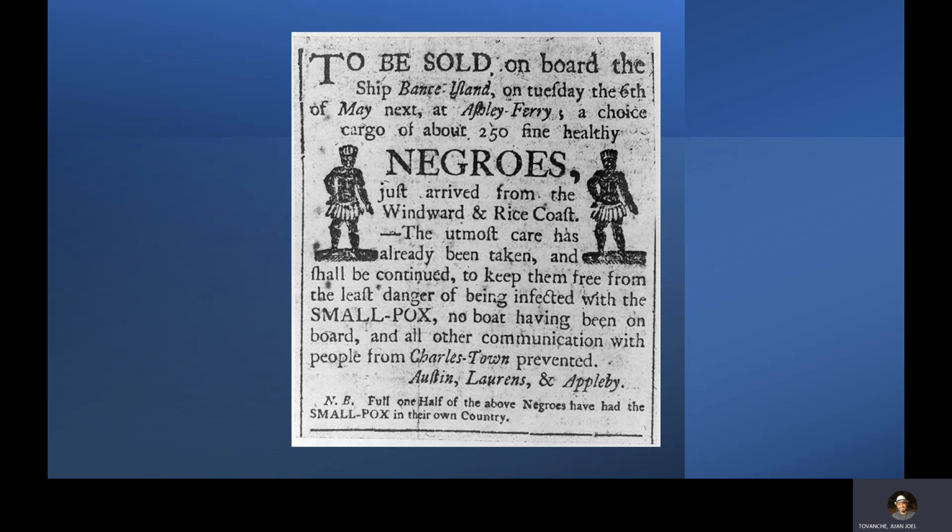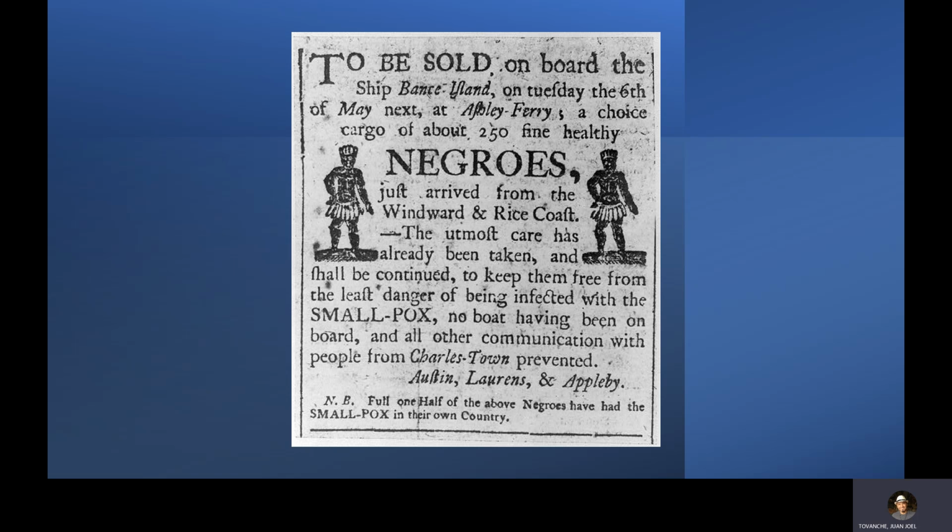Just arrived from the Windward and Rice Coast. The utmost care has already been taken and shall be continued to keep them free from the least danger of being infected with the smallpox, no boat having been on board, and all other communication with people from Charlestown prevented. Austin, Lawrence, and Appleby. And then they go on to say how half of these people have had the smallpox in their own country. So, what do we get out of this?